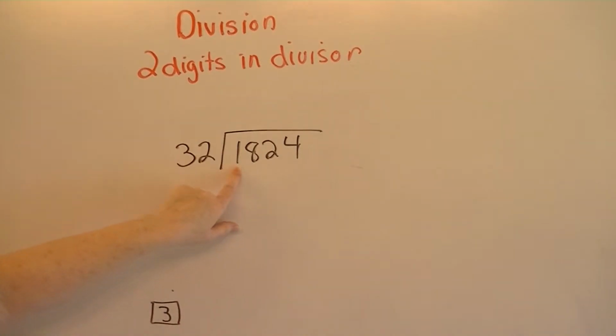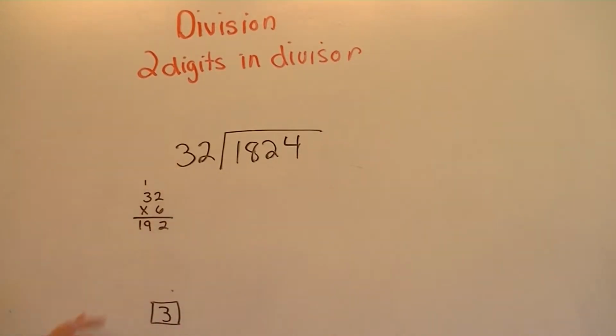Will 3 go into 1? No. Will 3 go into 18? Yes, it will. It'll go in 6 times. Well, I know if I multiply this times 6, I'm going to come out a little bit high. And I'm going to go ahead and do that and show you. We actually need to use the number 5.